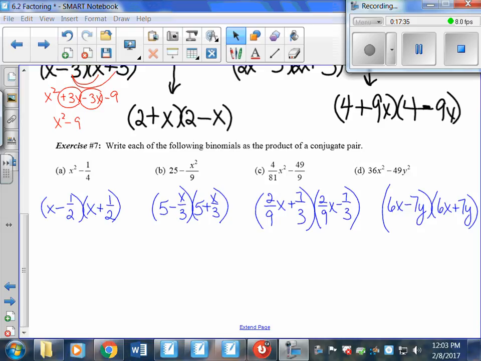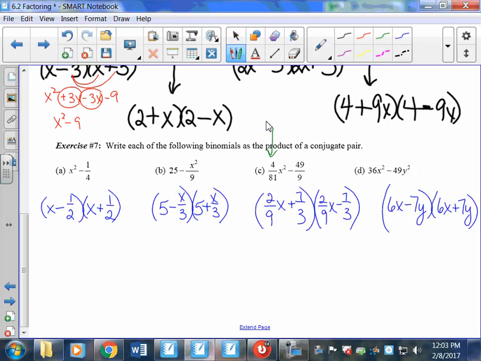So don't flip out with the fractions, just take the square root of the numerator and the square root of the denominator. So when I'm taking a look at this one right here in C, all right, so the square root of 4 is 2, the square root of 81 is 9, and I do the same thing on the right-hand side. The square root of 49 is 7, and the square root of 9 is 3, all right? Don't forget about the x's and the first terms, a plus and a minus.